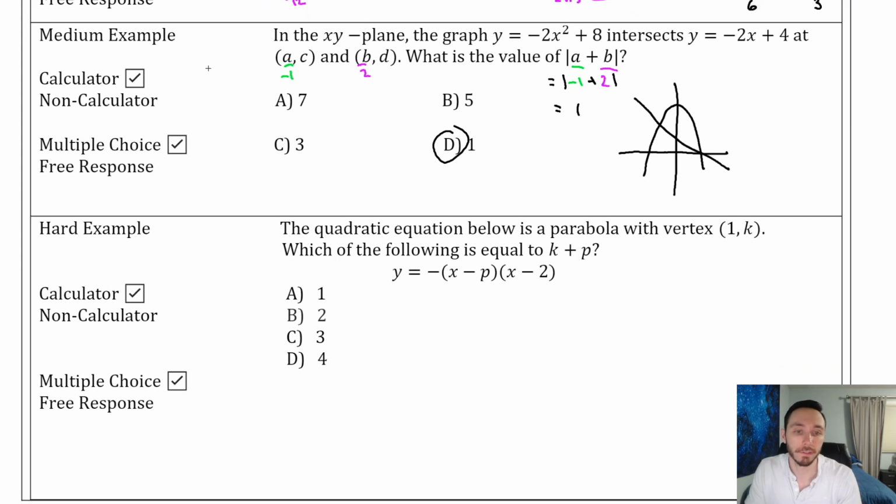I'm going to write this in standard form by distributing this out. So x times x, I'm going to keep the negative in front. X times x is x squared. X times negative 2 is negative 2x. This is where things are going to get weird. Negative p times x is negative px. And negative p times negative 2 is positive 2p. I can distribute the negative in. So I'll get negative x squared plus 2x plus px minus 2p.